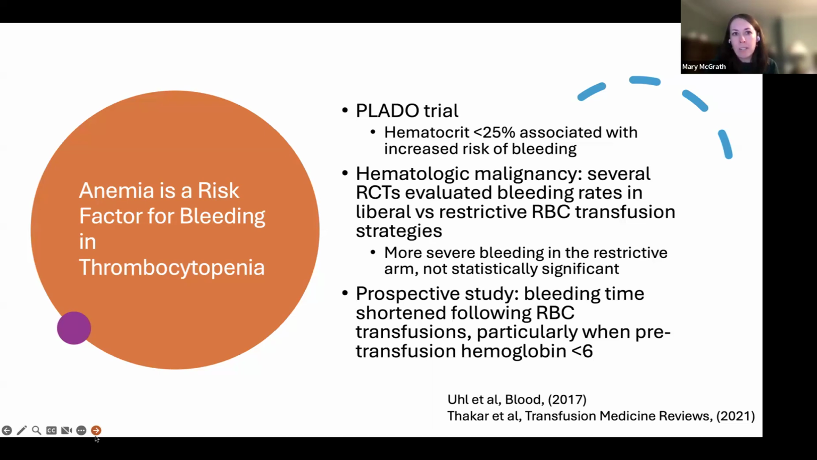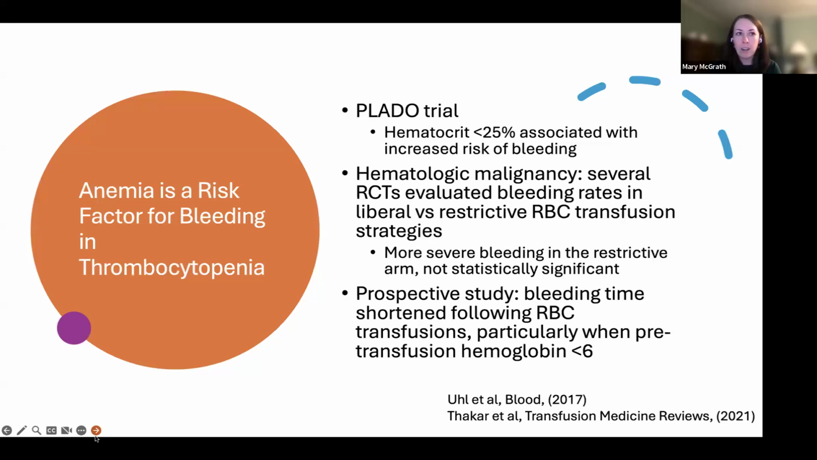Similarly, there was a prospective study done to evaluate the impact of RBC transfusions on bleeding time. And this study found that when pre-transfusion hemoglobin was less than or equal to 6, the bleeding time was notably shorter following a transfusion.